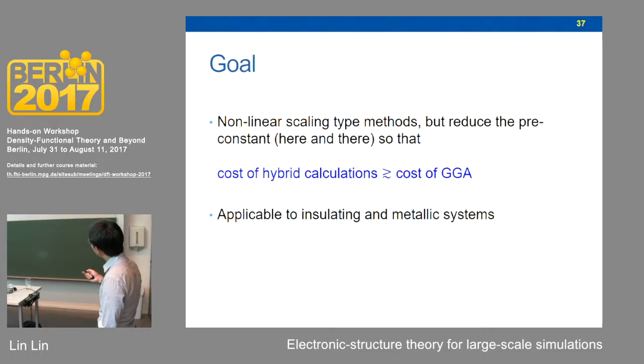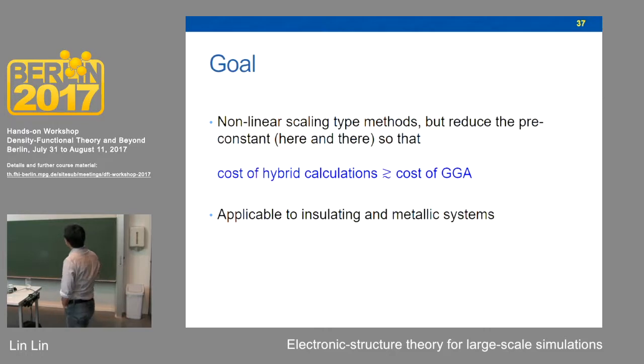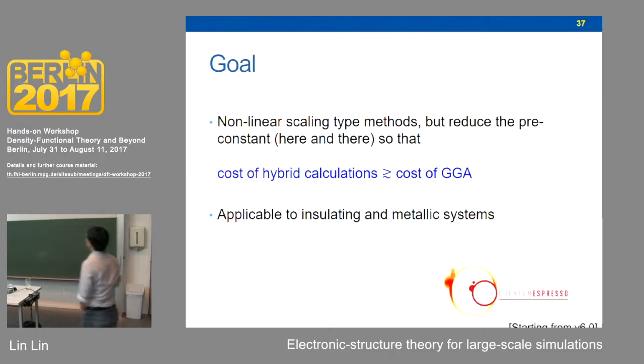But in the end, what we want to achieve is for the cost of hybrid functional calculations to be a little bit larger. It's never going to be smaller, but a little bit larger, like a factor of 2 or 3 times larger than the GGA calculation, instead of 100 times more. And we hope the method is applicable to insulating and metallic systems. And some of the methods, like adaptively compressed exchange, are already available in packages like Quantum ESPRESSO, and you can download that online from version 6.0 or so, and it's already implemented there. And the newer methods, we're still thinking about that.